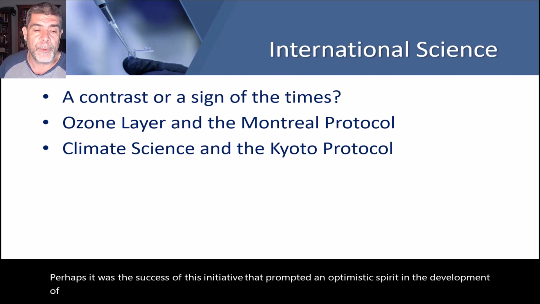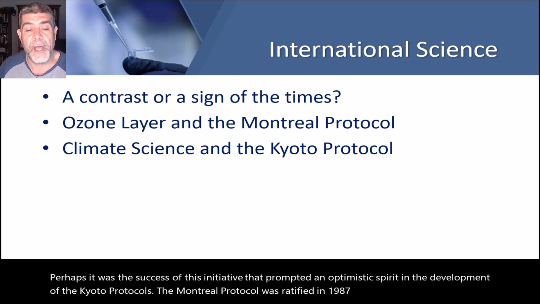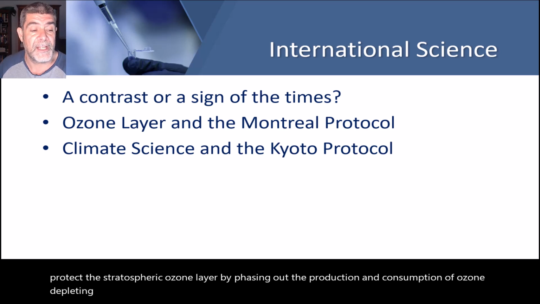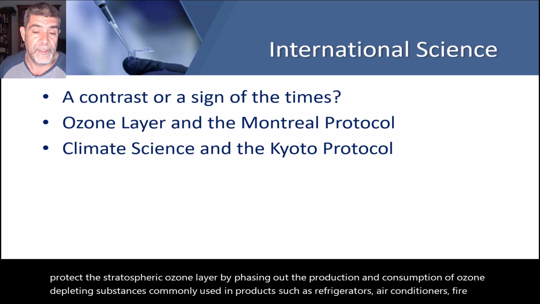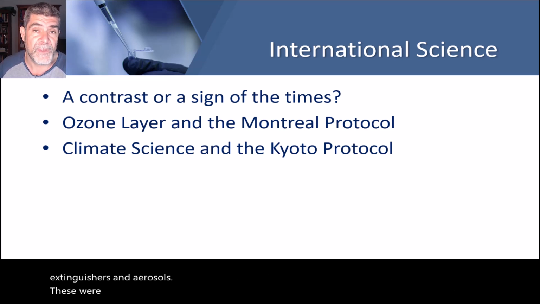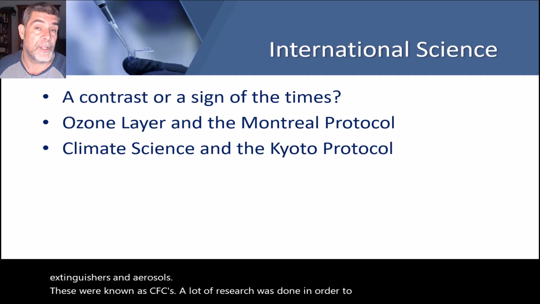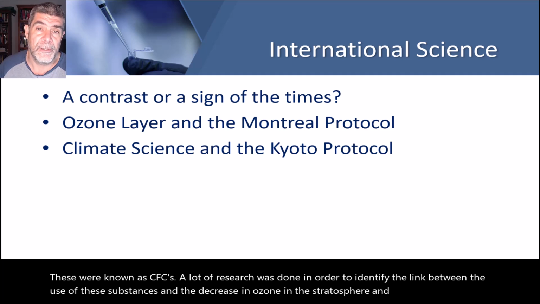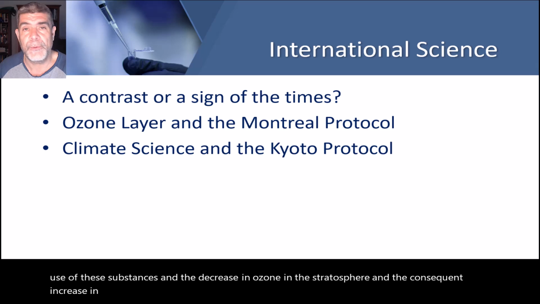The Montreal Protocol was ratified in 1987. It was a global agreement to protect the stratospheric ozone layer by phasing out the production and consumption of ozone-depleting substances, commonly used in products such as refrigerators, air conditioners, fire extinguishers, and aerosols. These were known as CFCs. A lot of research was done in order to identify the link between the use of these substances and the decrease in ozone in the stratosphere and the consequent increase in ultraviolet radiation that was reaching the Earth.